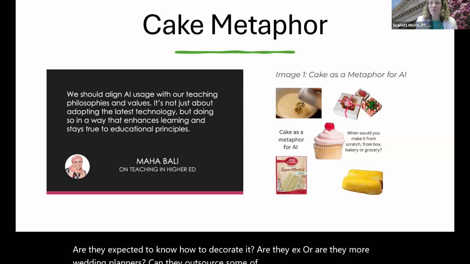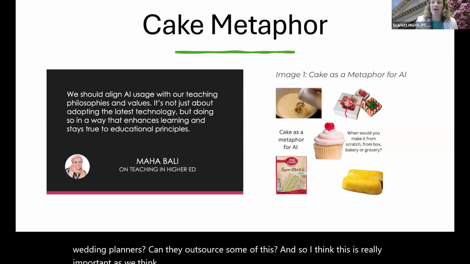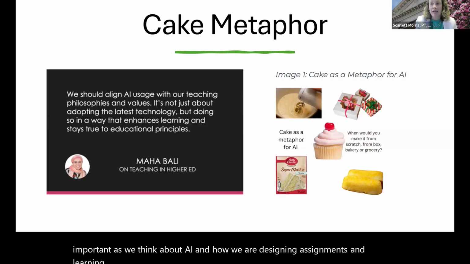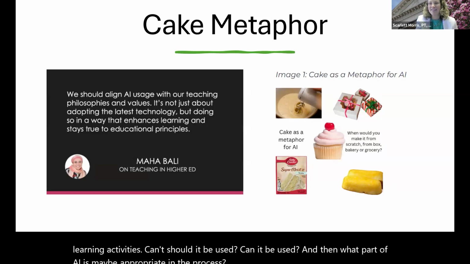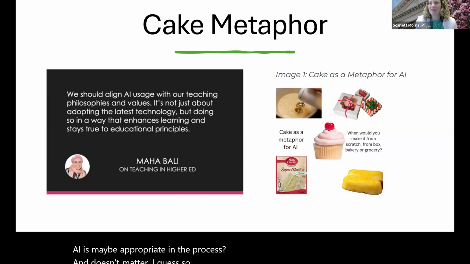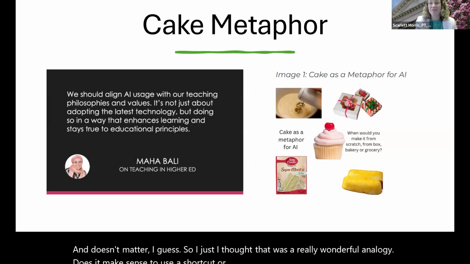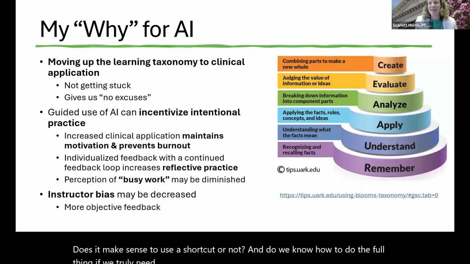And so I think this is really important as we think about AI and how we are designing assignments and learning activities. Should it be used? Can it be used? And then what part of AI is maybe appropriate in the process? And doesn't matter, I guess. So I thought that was a really wonderful analogy. Does it make sense to use a shortcut or not? And do we know how to do the full thing if we truly need to? So enough about food for a moment, at least.